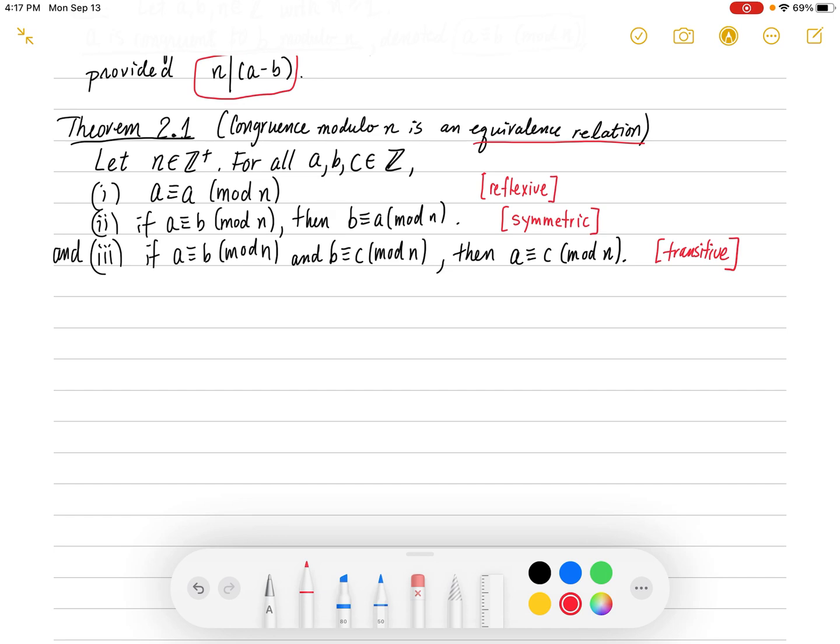So we want to prove these three properties for our equivalence relation, for our congruence mod n relation. Okay, let's begin our proof.